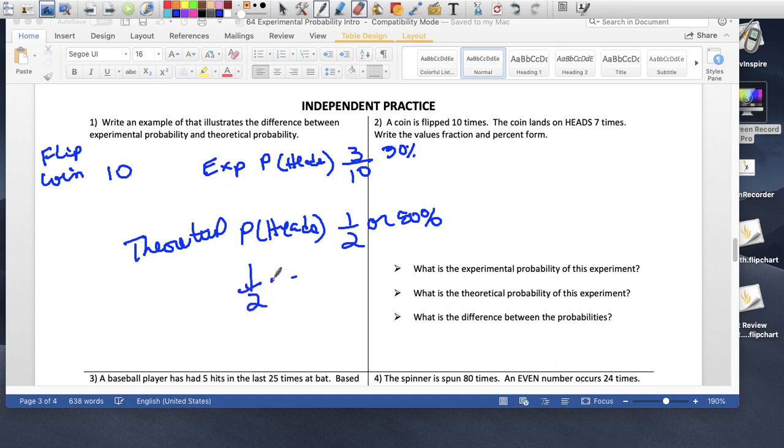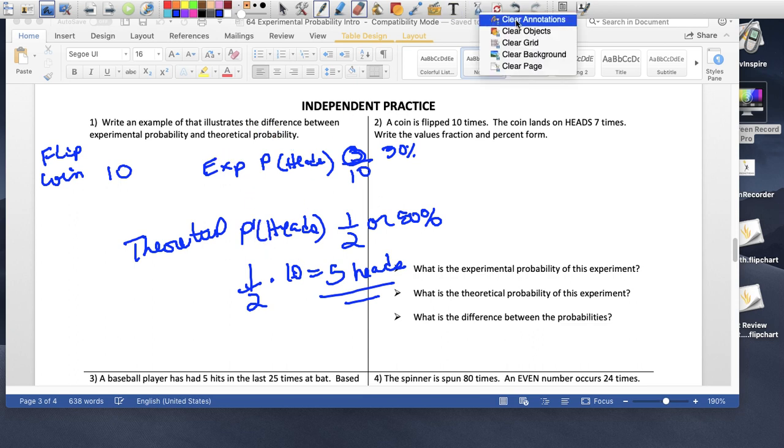So your prediction, half times the 10 times that you're going to flip the coin, should have landed on heads 5 times. Did it land on heads 5 times? No, it landed on heads how many times? 3. So the experimental was a little bit less than the theoretical prediction.